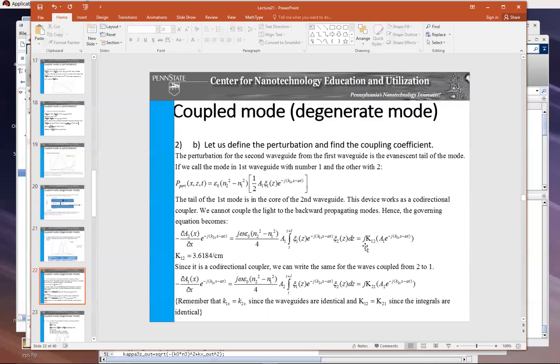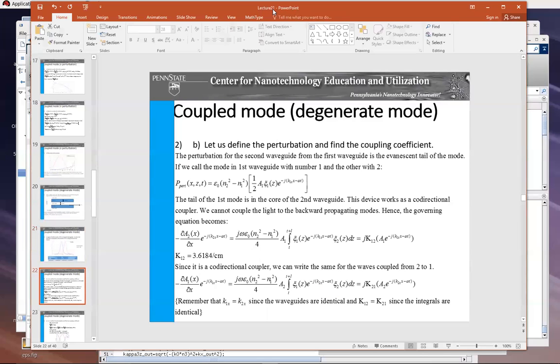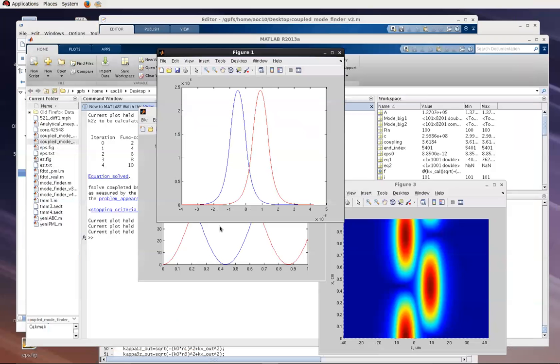If you do this calculation, you'll find the coupling coefficient K12 from the first waveguide to the second waveguide, and we found it to be like this. All right, so let's look at this in our MATLAB code. Remember, we have to find the overlap between the first waveguide mode and the second waveguide mode. These are the unperturbed waveguide modes, so we have to basically understand the overlap that's shown here.